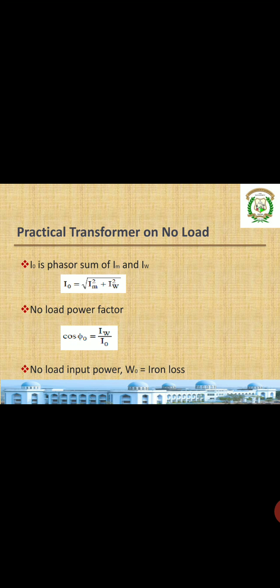W naught is given by the iron losses, which we can write as V1 I naught cos phi naught. This is the no load input power, or it is nothing but the iron loss. During the no load condition, whatever input power is supplied is equal to only the iron losses.